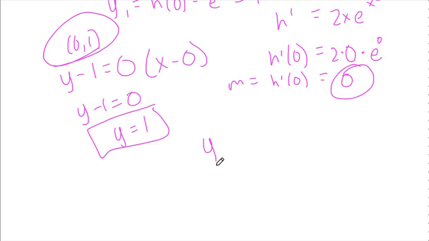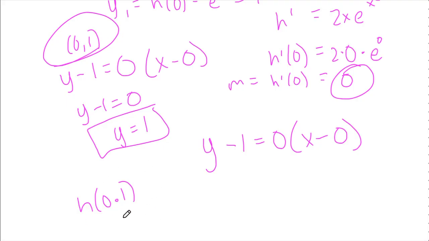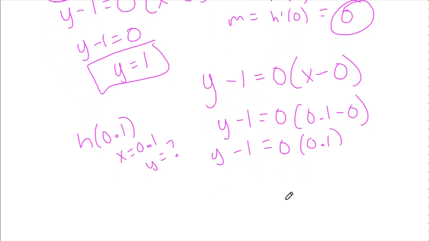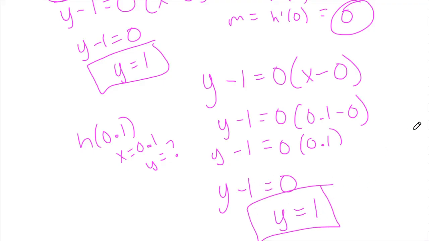Going back to y minus 1 equals 0 times x minus 0. If we're looking at h of 0.1, this is our x value, and we're looking for our y value, right? We don't know our output value. So plugging that in, we get y minus 1 equals 0 times 0.1 minus 0. Let's simplify this. 0 times 0.1, all right, just filling that in. You guys probably already see where this is going. y minus 1 equals 0, and then we get y equals 1. All right, let's move on.